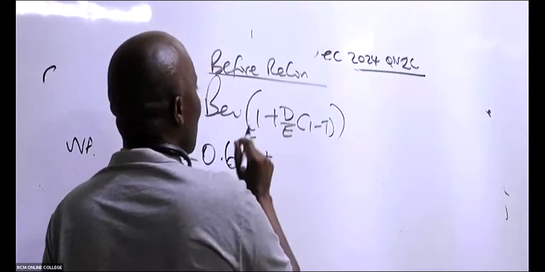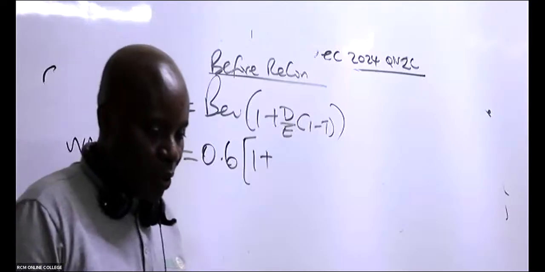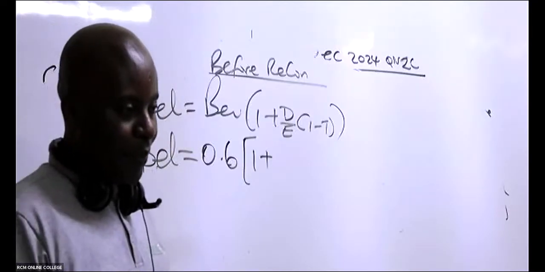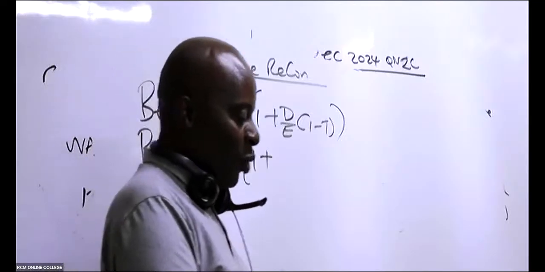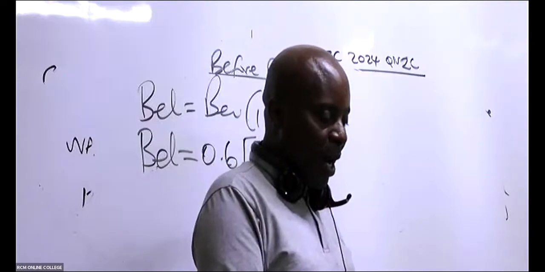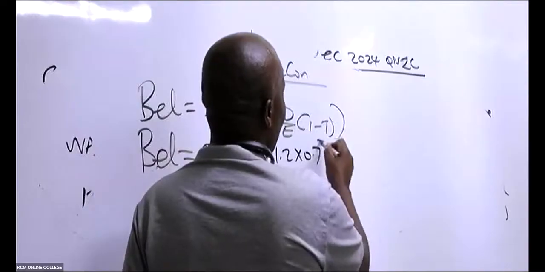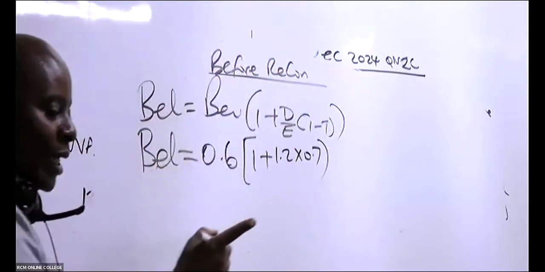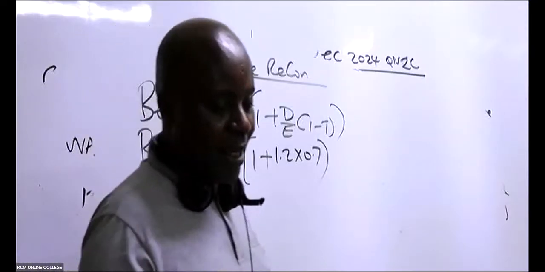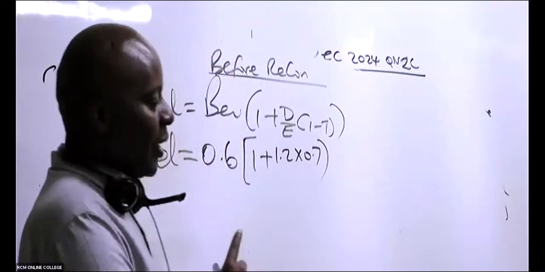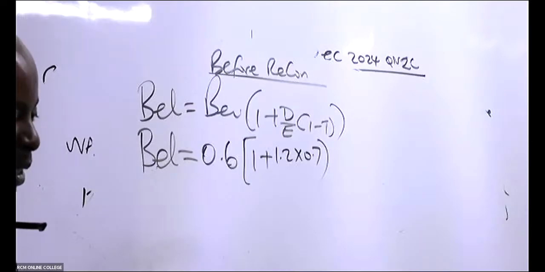So before reconstruction, what is our debt to equity ratio? Online, I cannot see anybody giving me. If you look at number 1, additional information number 1, existing debt to equity is 1.2. So 1.2 times 0.7, because 1 minus tax is 1 minus 0.3, which is 0.7. So, ladies and gentlemen, are you able to give me the final answer before reconstruction? How much is our beta equity?